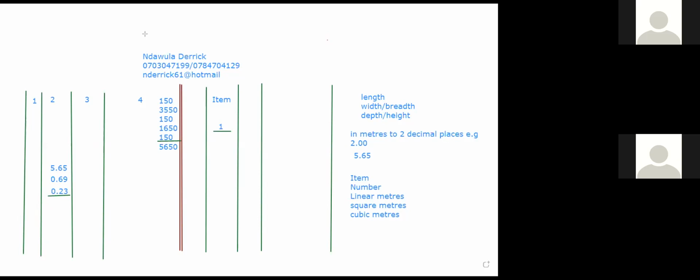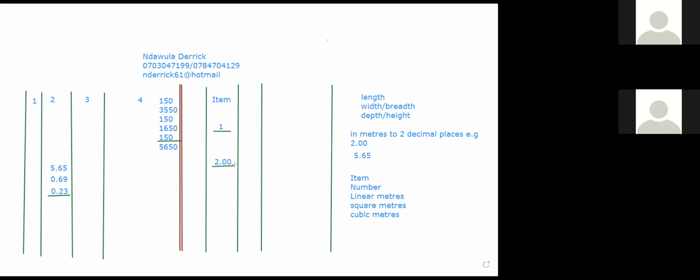So this is a number, right? This is an item. This is a number. Now, linear meters. What will tell you that it is linear meters? You will find, for example, 2.00, and then you find a line underlined. This should tell you that the unit of measurement here is linear meters because it only has one level. And if you were to proceed to square meters, you'll find we have, say, 2.00, and then maybe 0.50. And then you have your line. When you find two of such, then you know the unit of measurement is square meters.